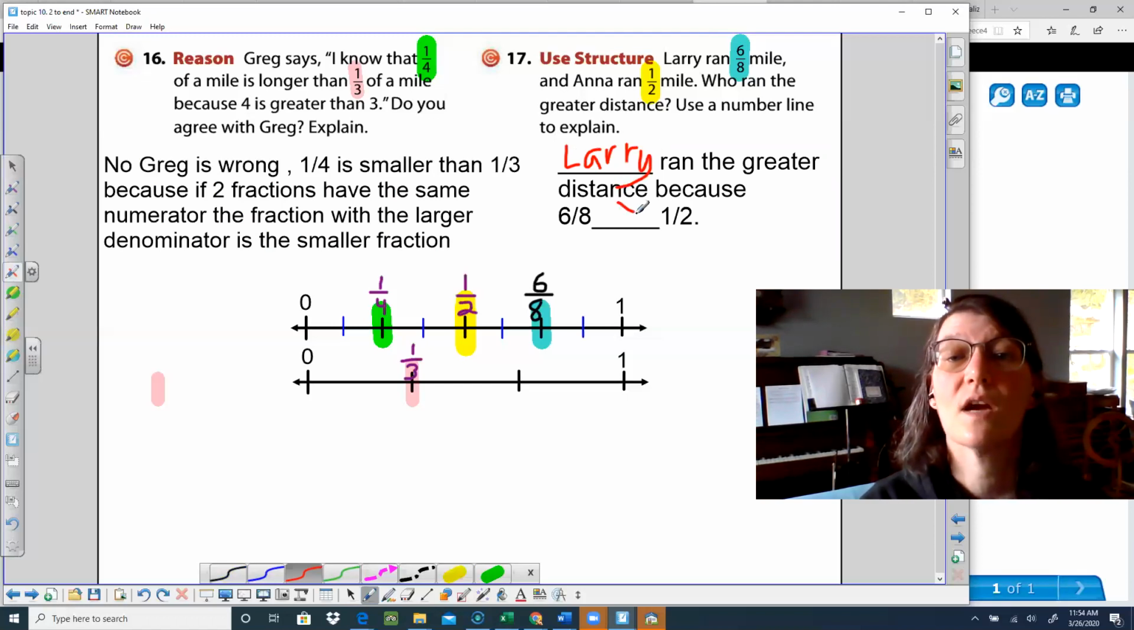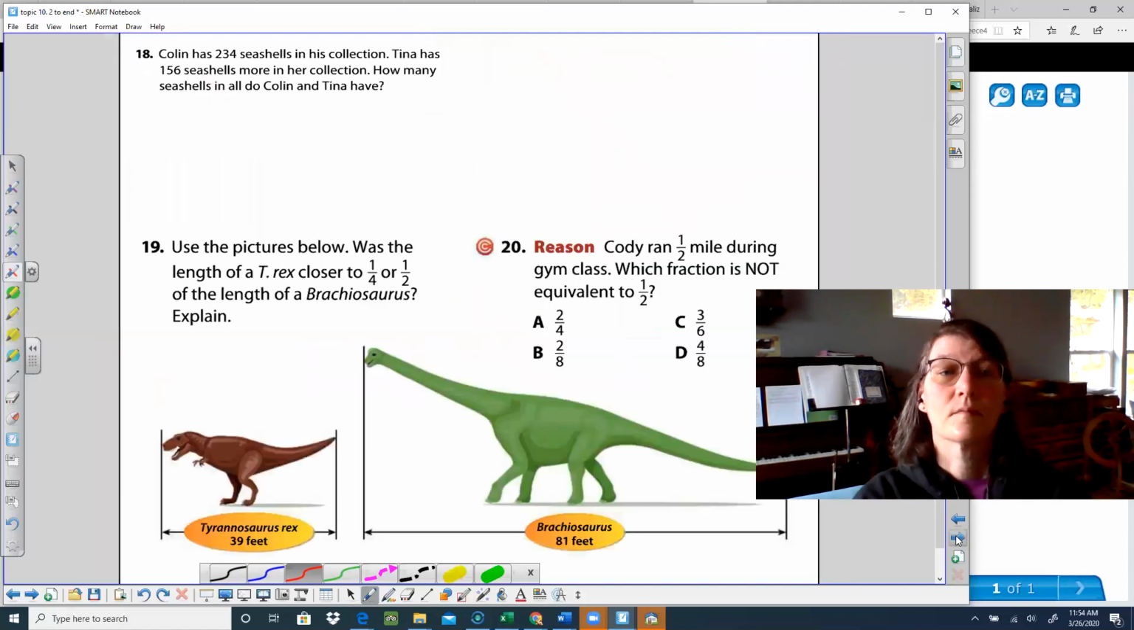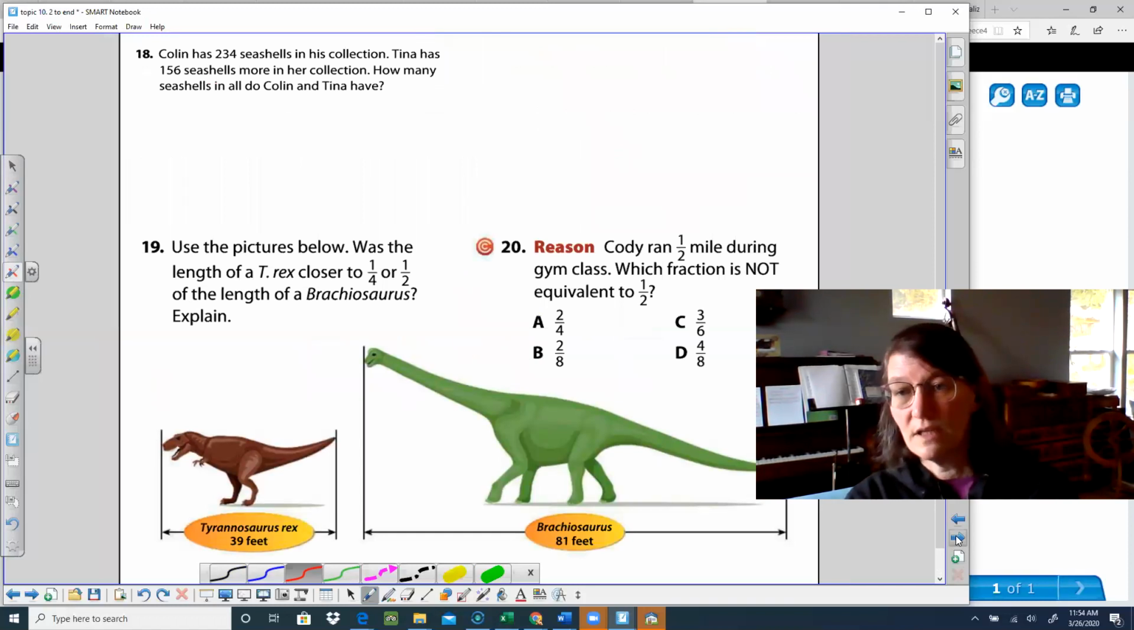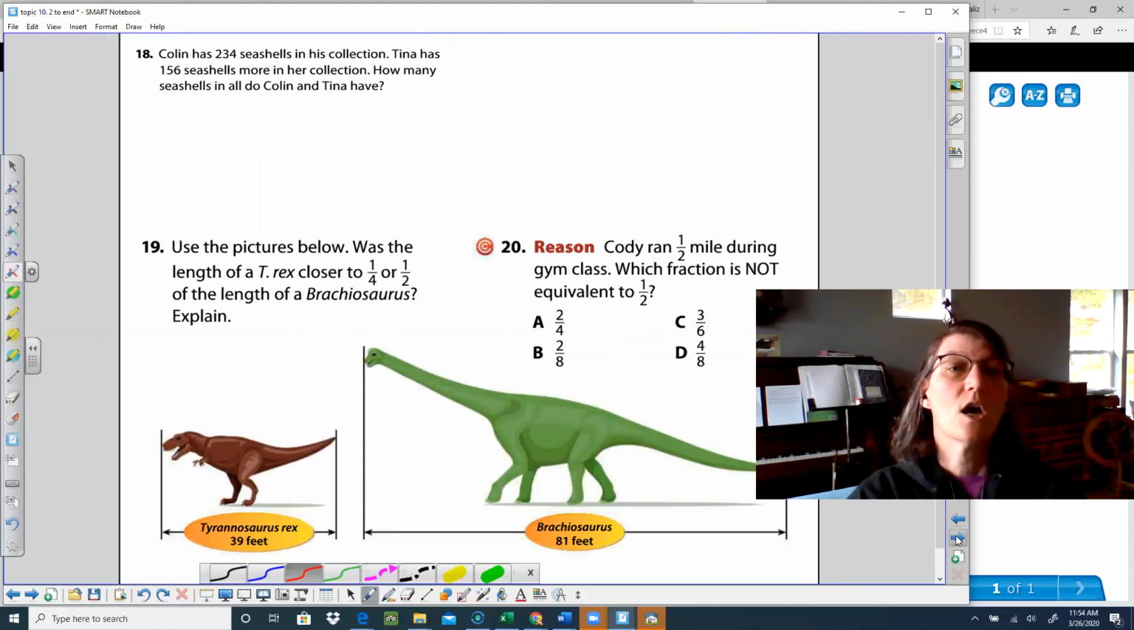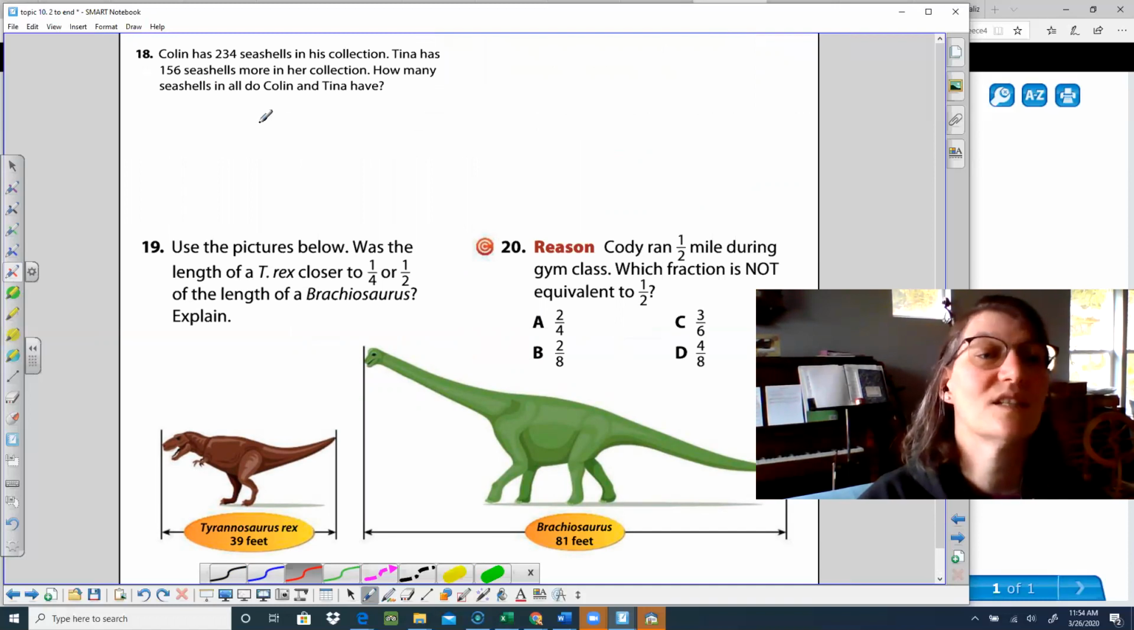And then you have your alligator going that direction. Okay, we are nearing the finish line, ladies and gentlemen. Colin has 234 seashells in his collection. Tina has 156 seashells more in her collection. How many seashells do Colin and Tina have in all?